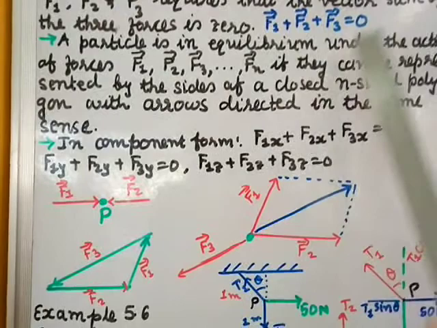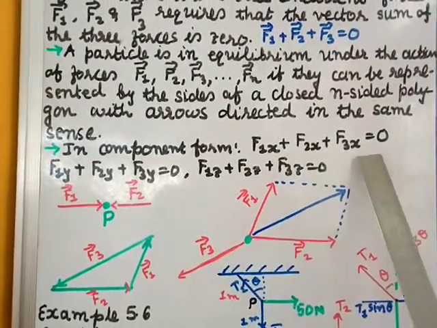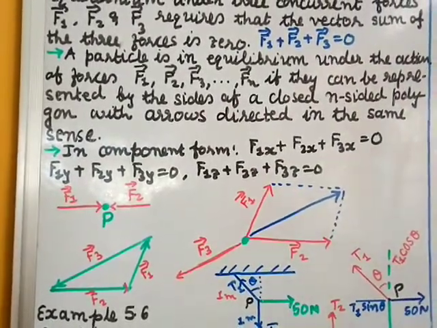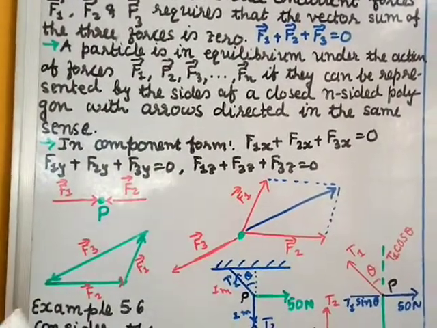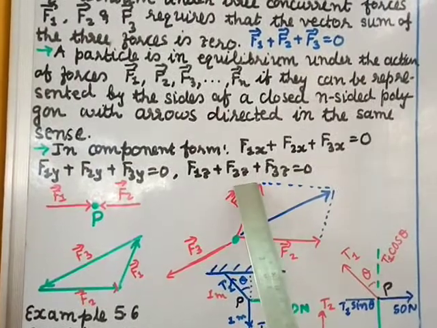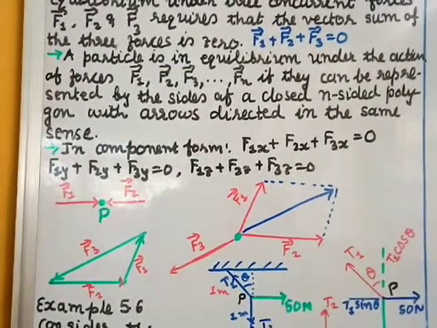So we can write this as f1x plus f2x plus f3x equal to 0. This is the x component form. In y it will be f1y plus f2y plus f3y equal to 0. In z component form, f1z plus f2z plus f3z equal to 0.